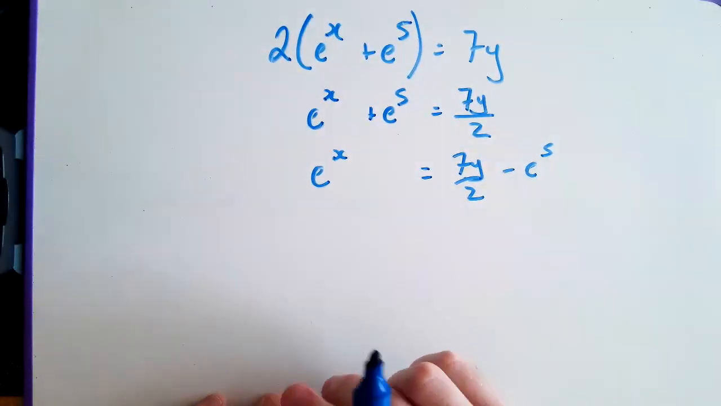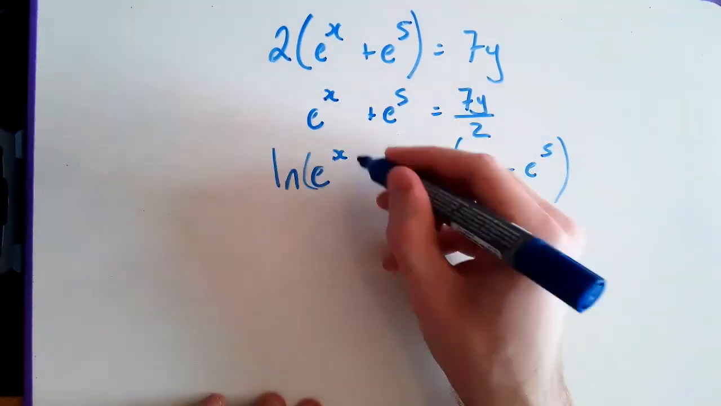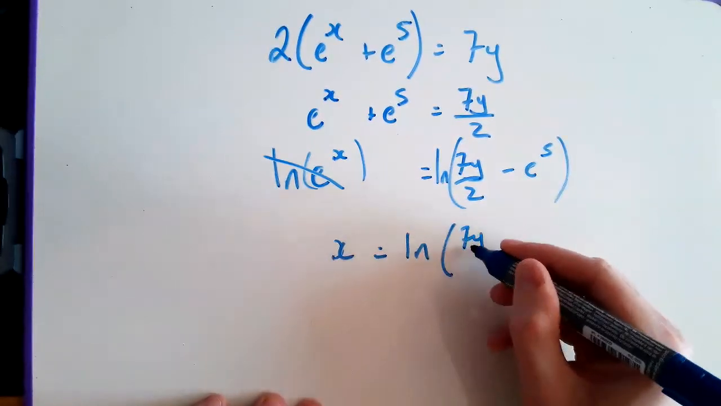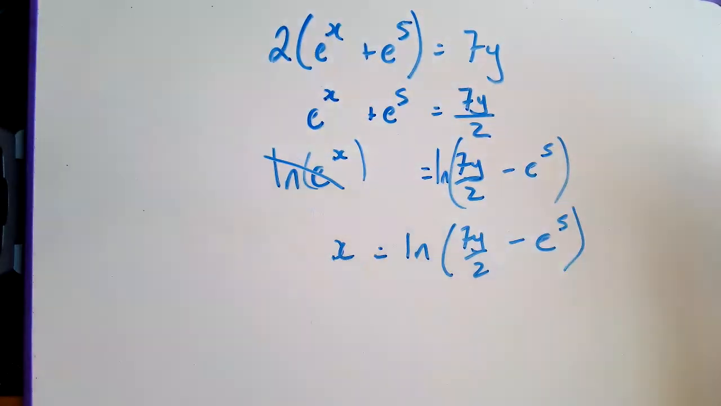Then I want to get rid of the e, so I'm going to do ln on both sides, with brackets. So the e and the ln cancel out. So I get x equals ln of (7y over 2, take away e to the power 5). And that's it.